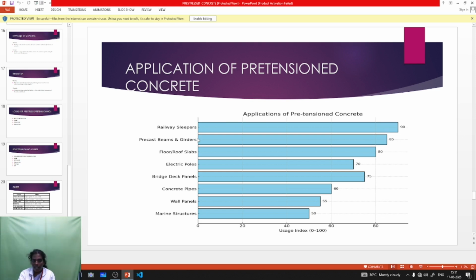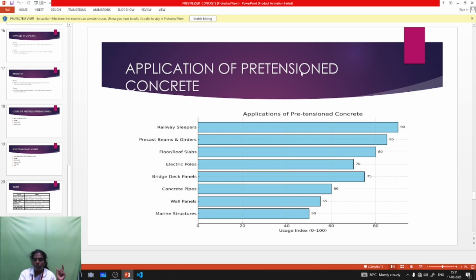90% is mostly used for railway sleepers and 85% for precast beams and girders used in bridges. Then 80% for roof slab or floor slab and flat slab, also used for bridges. A long span is above 30 meters, and it is notated as a long span. The long span is normally used for bridges.